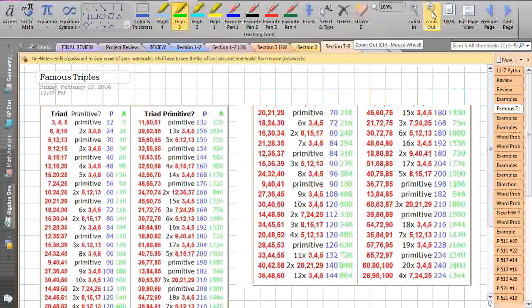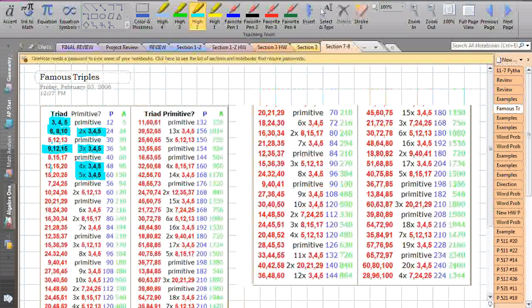And so here, it looks overwhelming to see this many triples in here. But look, 3, 4, 5 is actually the very first one. And I want you to also take notice, if I doubled 3, 4, 5, I would get 6, 8, 10. If I tripled 3, 4, 5, I would get 9, 12, 15. These are all family members. Then there's lots more.